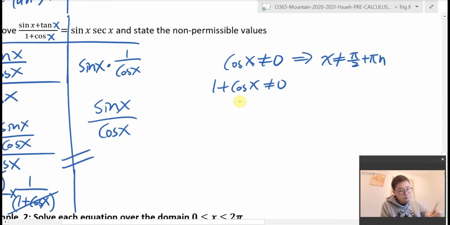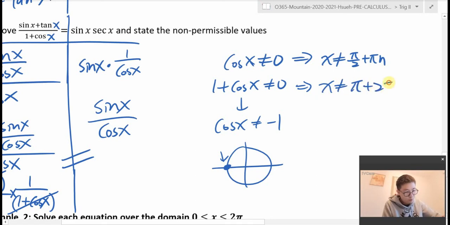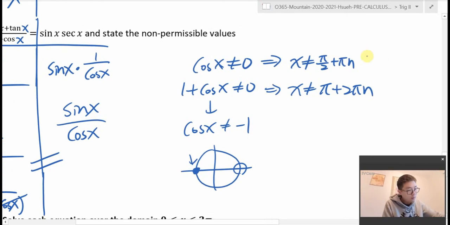Okay, this actually means cosine x cannot equal -1. Now recall, cosine x equals -1 here, right? Because cosine is the x value of this unit circle, and x is -1 right here. So in this case, x cannot equal pi plus 2 pi n. Not just pi n, because it's actually okay to be there. It's just here that's not okay. So it's every rotation, so it's 2 pi n. And there you go. n is an element of the integers.